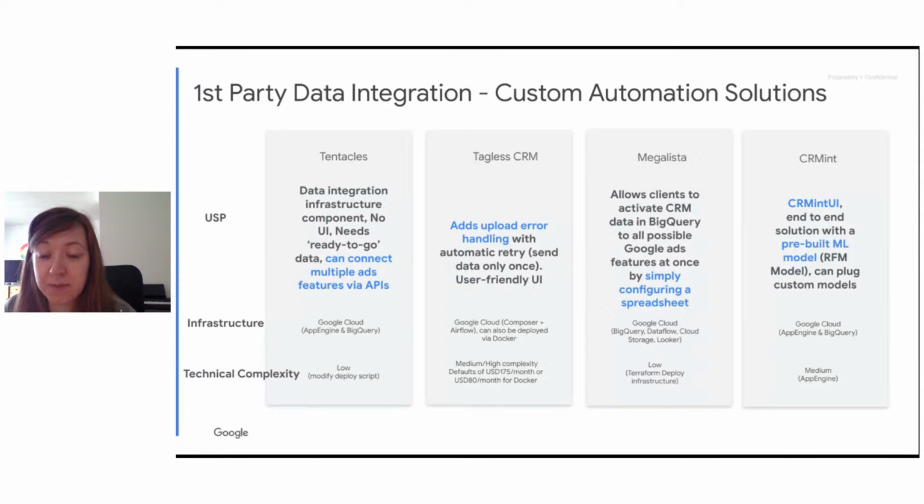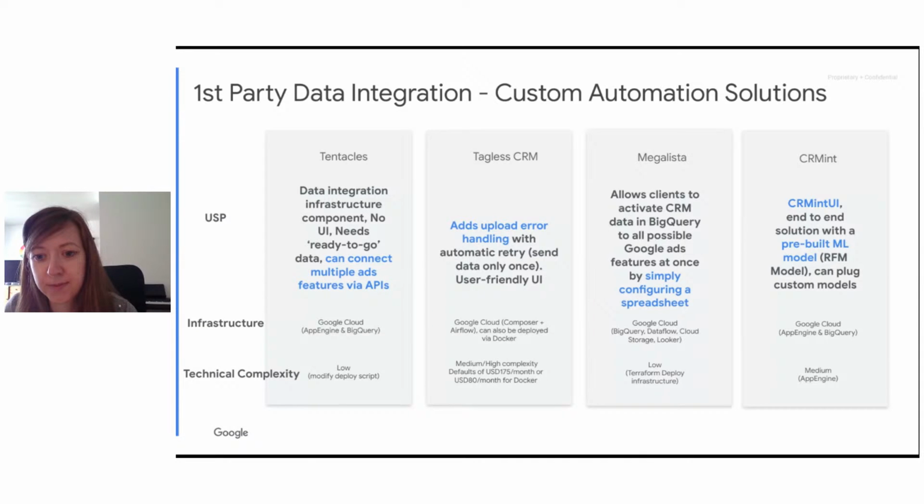Tagless CRM is, as mentioned, an end-to-end data pipeline package built on top of Cloud Composer and Apache Airflow. It has a UI and does the error handling for you with an automatic retry. The third solution, Megalista, can be configured through a spreadsheet and is a data integration platform that imports the data from various sources, as audience lists or offline conversions, and keeps them automatically updated. It is built on Dataflow, BigQuery, Cloud Scheduler, Cloud Storage, and at least one of them, Google Analytics, Google Ads, Campaign Manager API.